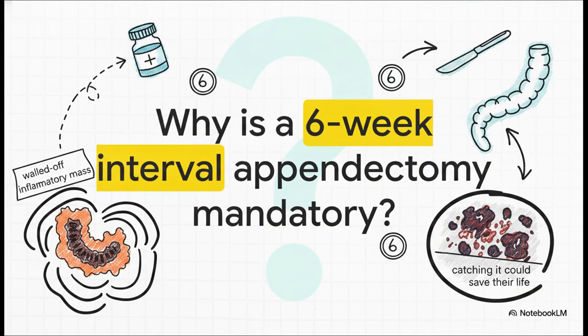Let's leave off with this thought. If a ruptured appendix gets walled off into an inflammatory mass, we initially treat it conservatively, without surgery, using the Ochsner-Sherren regimen. But when you successfully treat that mass and the patient gets better, why is a 6-week interval appendectomy absolutely mandatory? Well, because in up to 20% of older patients, hiding right beneath that inflammatory scar tissue is a primary underlying appendiceal neoplasm, like an adenocarcinoma or carcinoid tumor that actually initiated the rupture in the first place. Catching it early could literally save their life. Makes you think twice about successful conservative management, doesn't it?